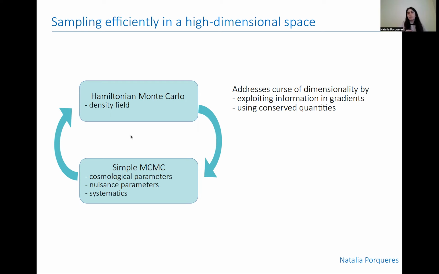The reason why we split this problem into two sampling blocks is because we would not know how to define an efficient mass matrix. We would not know how to define how changing one parameter in the cosmology affects each one of the points in the density field. So it's much easier, more efficient to split the problem into two sampling blocks here.